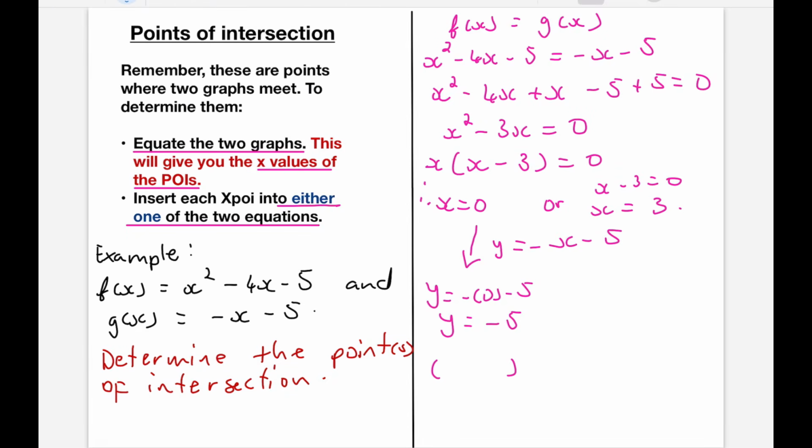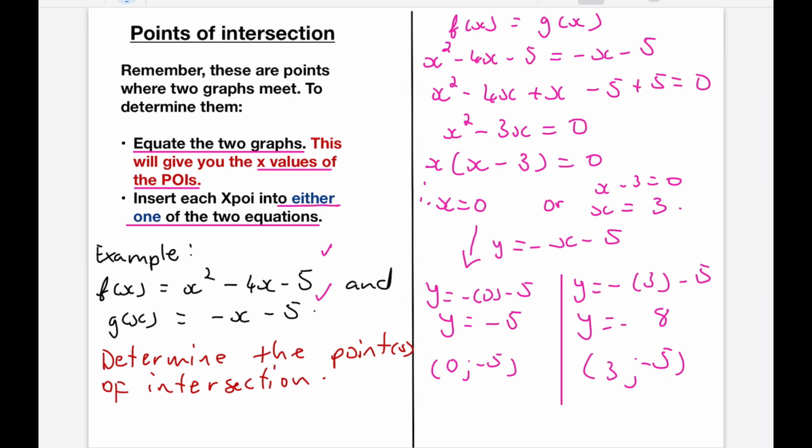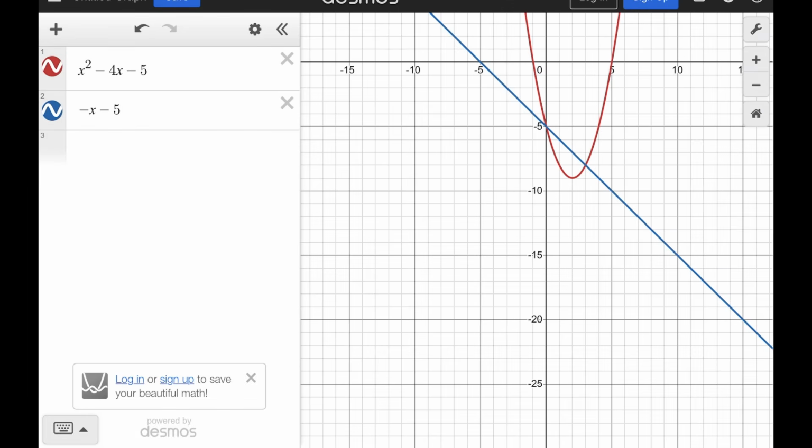So one of the points of intersection of this graph is an x value of 0 and a y value of minus 5. Another point of intersection, we can find its y value by plugging in 3 in place of x here. So negative 3 minus 5, which means y is equal to negative 8. So another point of intersection between these two graphs is an x value of 3 and a y value of minus 8. Now, for your convenience, I have actually drawn these two graphs on Desmos.